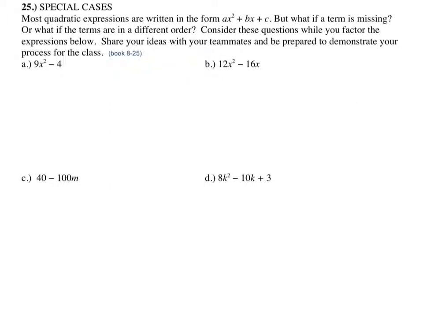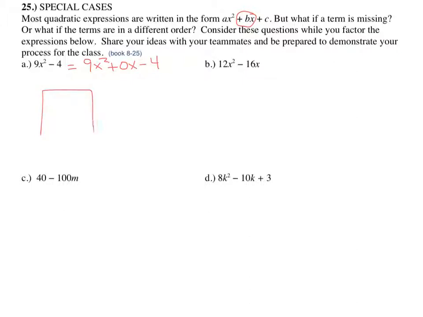Most quadratic expressions are written in the form ax squared plus bx plus c. But what do we do if a term is missing? Let's take a look. So letter A, 9x squared, take away 4. We're missing this bx term. So we're going to put in a placeholder. We're going to fill it in with a 0x. Because 0x is really just 0, and adding 0 wouldn't change the value. So I haven't actually changed my expression. I'm just putting something in there to hold the place of the bx.